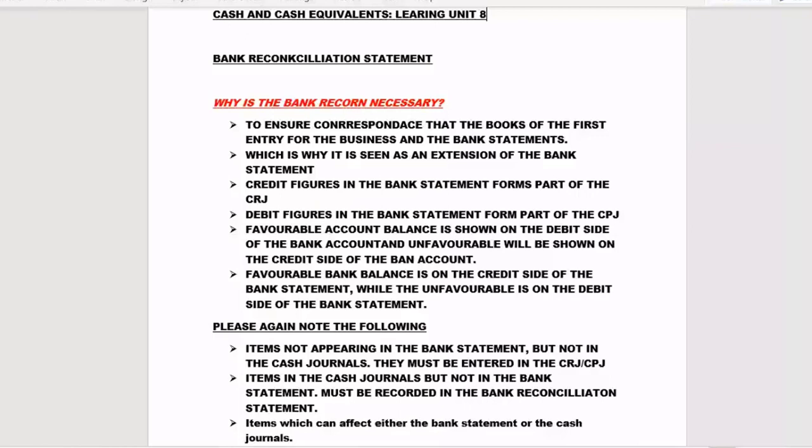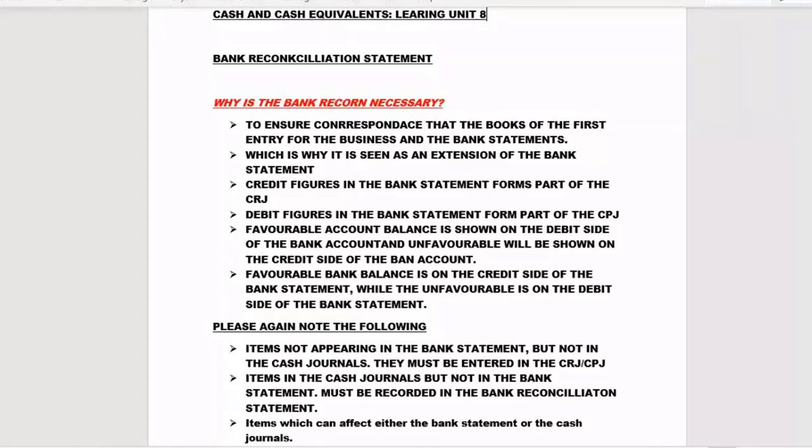Okay. So the same principle applies when you do the credit side figures. You look at the CRJ, looking at the credit side, and then you match by ticking whatever is actually corresponding together. And obviously whatever is missing means that it has to be adjusted. Right, and then a favorable account balance is shown on the debit side of the bank account, and unfavorable will be shown on the credit side of the bank account. A favorable bank balance is on the credit side of the bank statement, while the unfavorable is on the debit side of the bank statement.